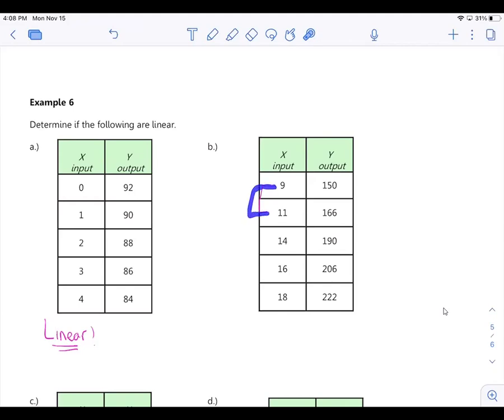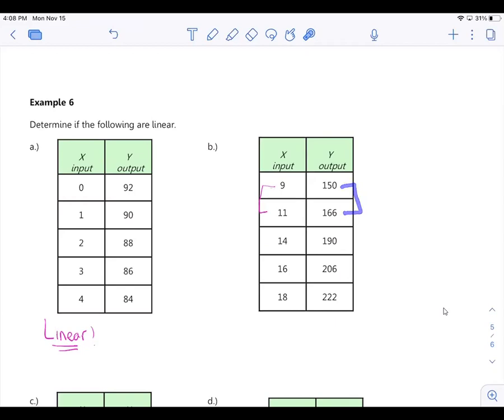16. Or sorry, it's increasing 2 on the X and then 16 on the Y. Yeah, so 9 to 11 is increasing by 2. 11 to 14, increasing by 2. 14 to 16, 2. 16 to 18, 2. It's looking good, but make sure you check your Y's, and Clarissa already saw it.